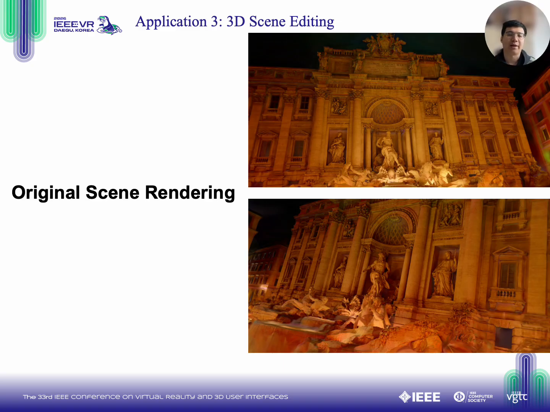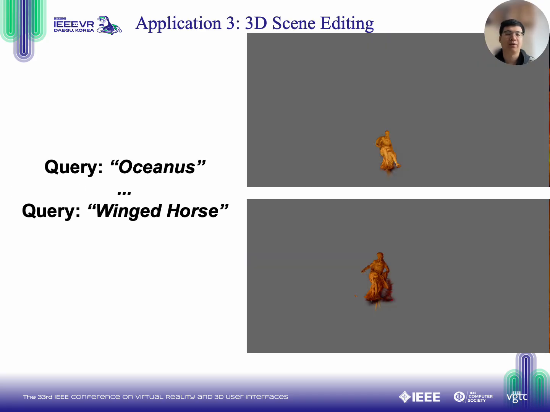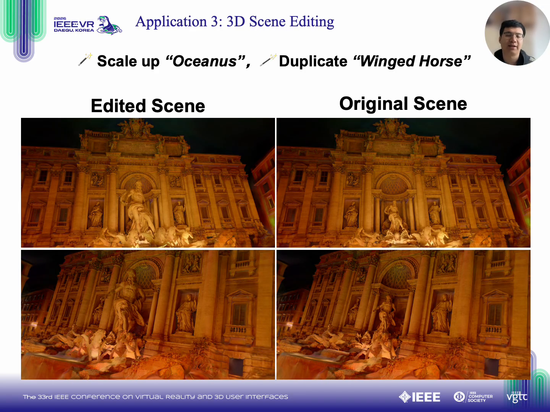And we demonstrate the application for 3D scene editing. Given an original reconstructed 3D scene like the Trevi Fountain, with our method, 3D content can be efficiently extracted with text queries, such as querying Oceanus and the wind horse. Our method can then seamlessly integrate with downstream 3D Gaussian editing tools, enabling actions such as scaling up Oceanus and duplicating the wind horse.